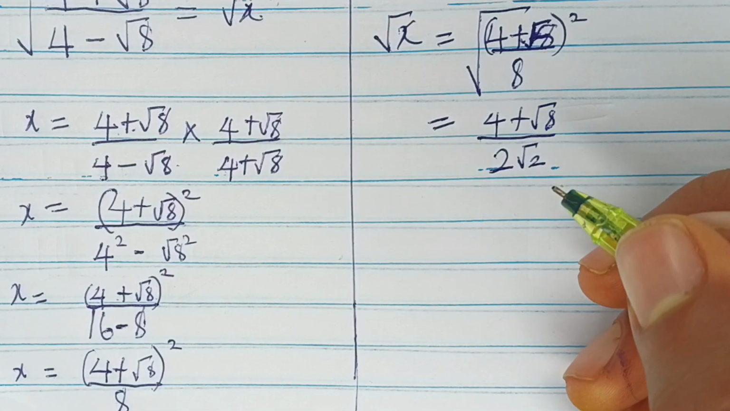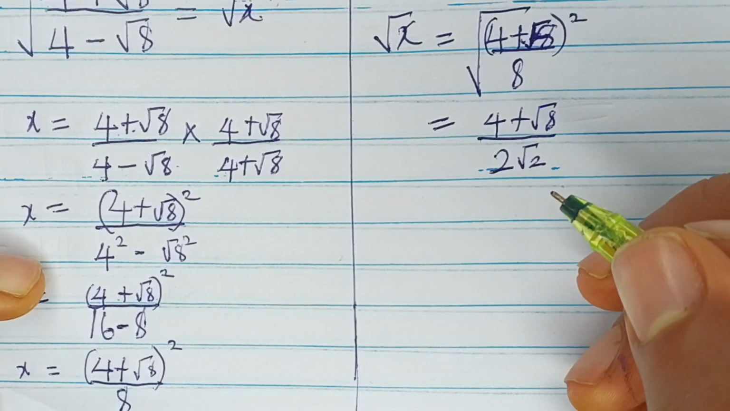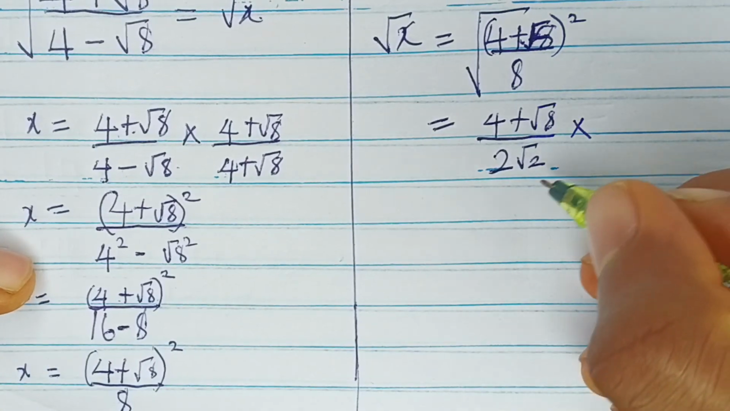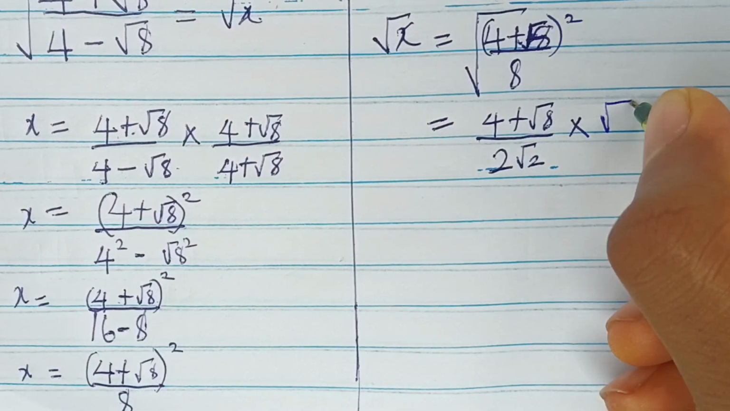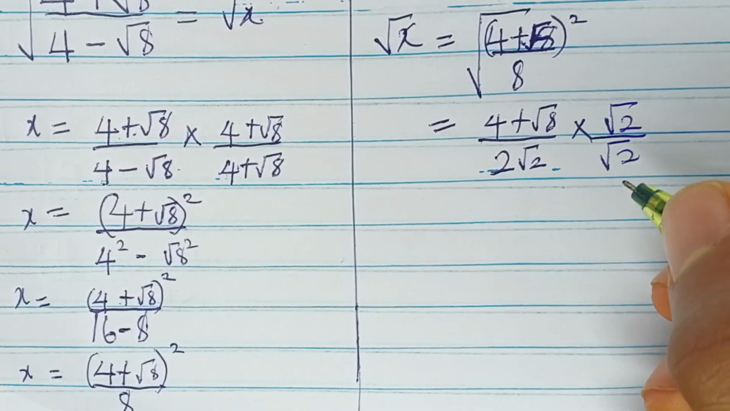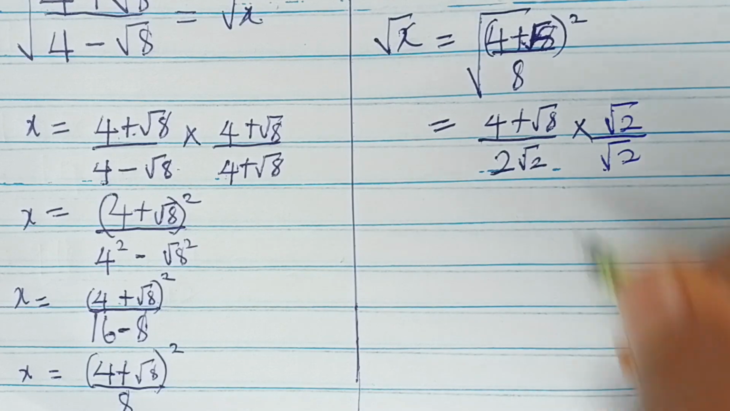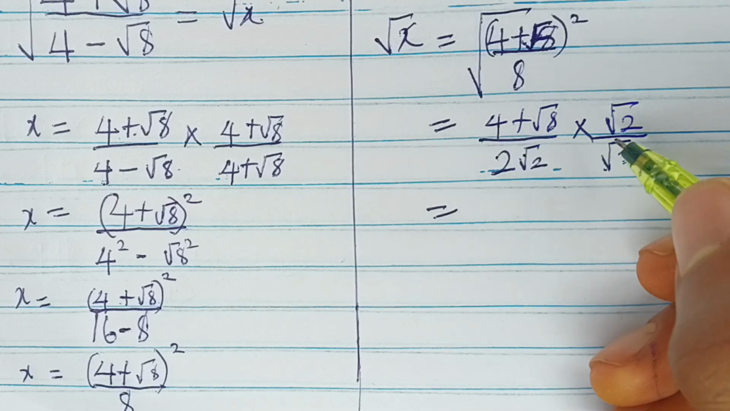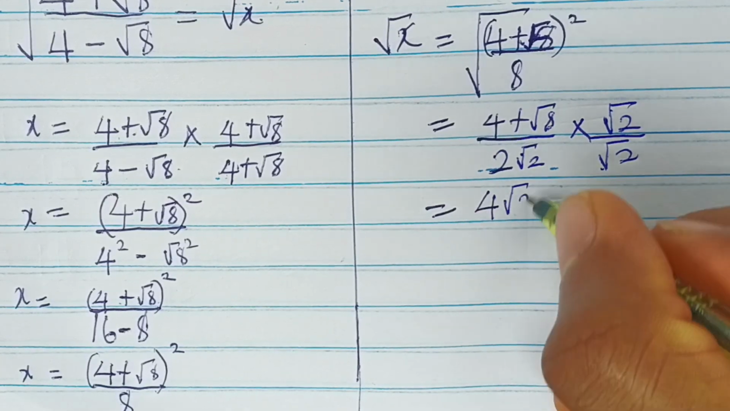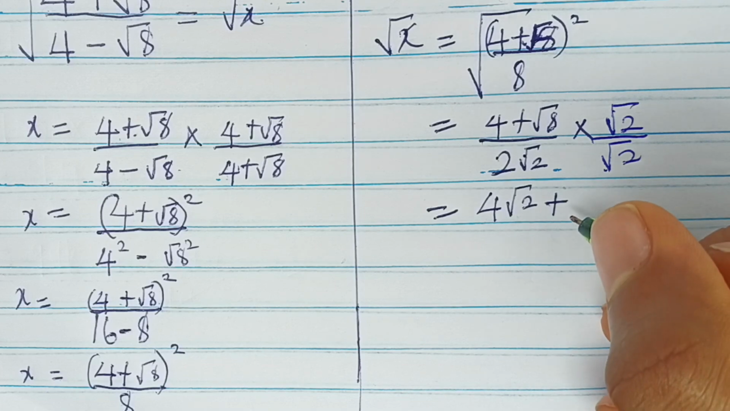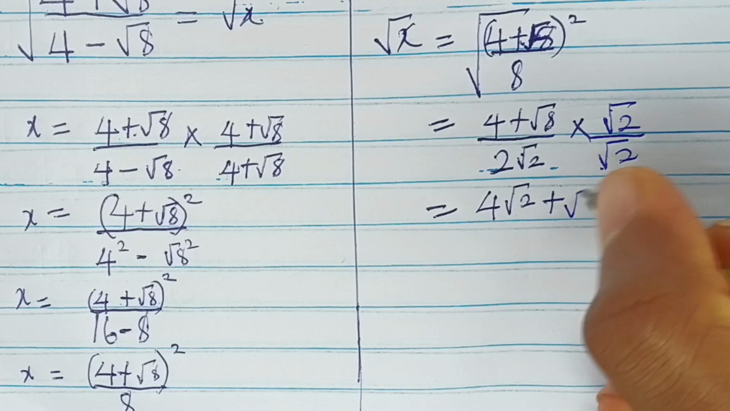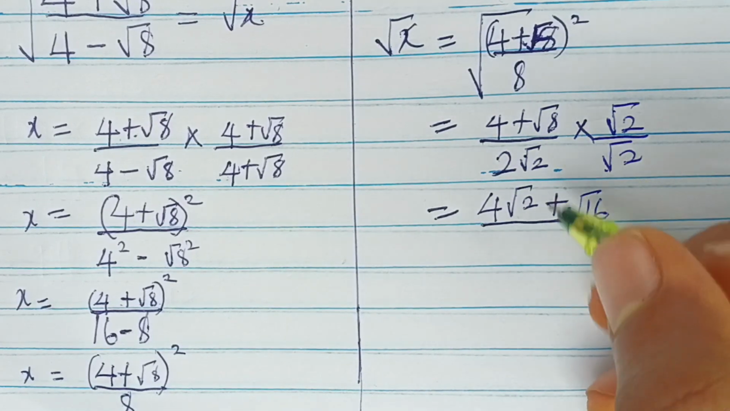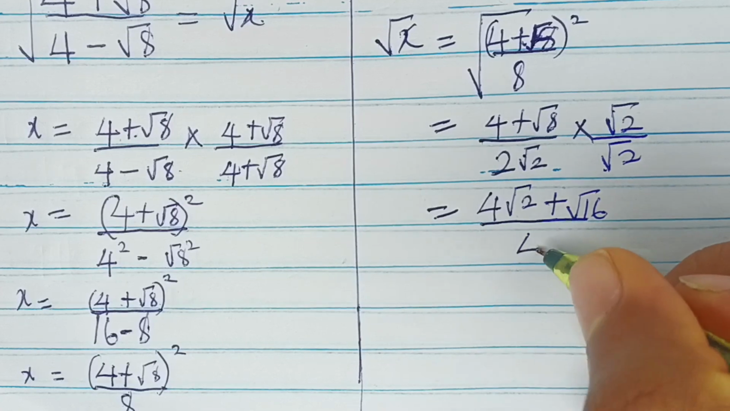Now, to get the final answer in rational form, I will rationalize once more. I'll multiply both the numerator and denominator by root 2, since there is no plus sign in between. This will become equal to 4 times root 2, which is 4 root 2, plus root 8 times root 2, which is root 16, all over root 2 times root 2, which is 2 times 2, which is 4.